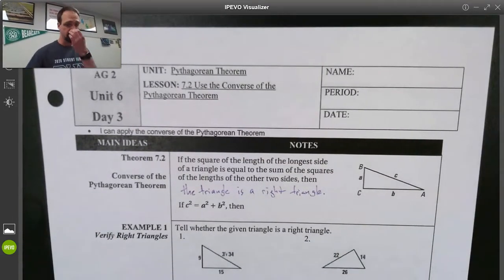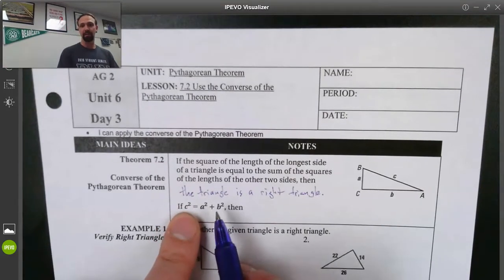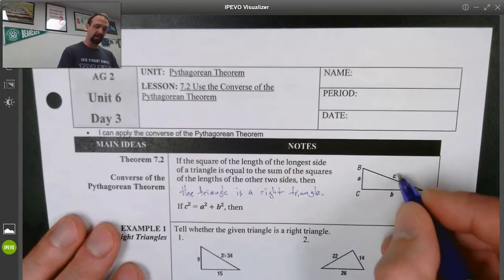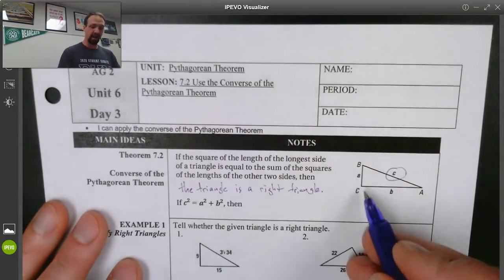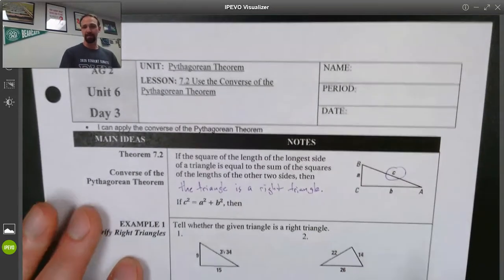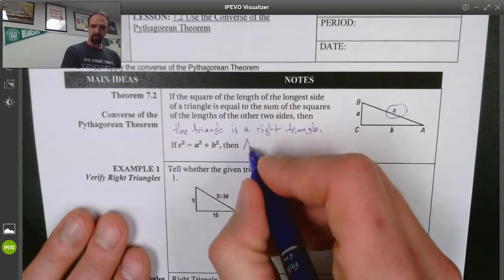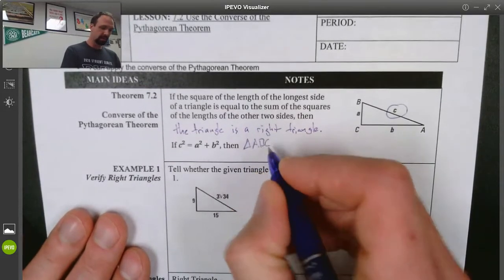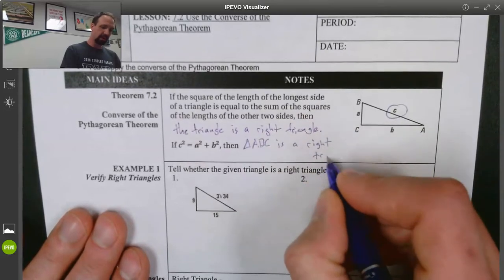school or elementary school, where we say if c squared is equal to a squared plus b squared. So we're starting at the longest side. So remember, that's the longest side. That's your c. C is across from what we think might be the right angle. So then we have triangle ABC is a right triangle.